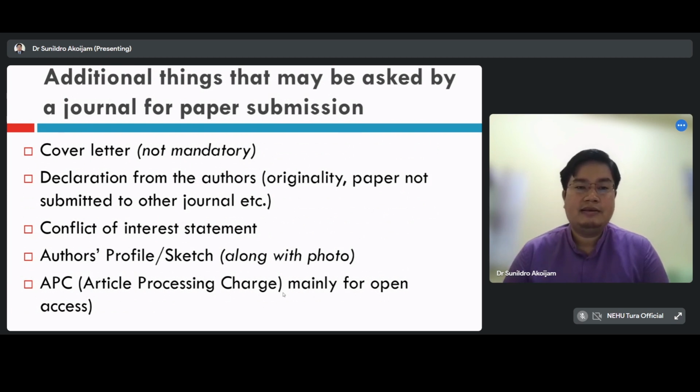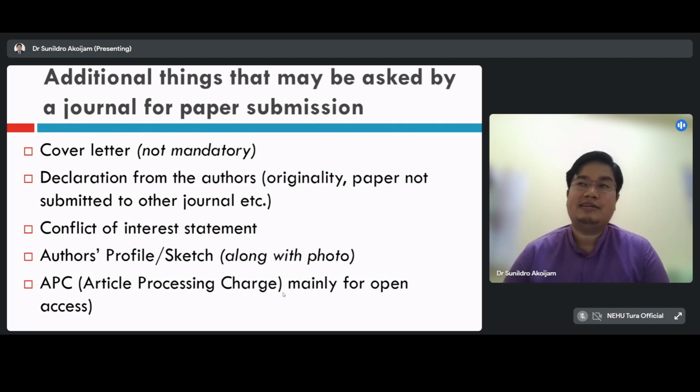it always gives a positive impression in the minds of the editor. Okay, next is the declaration from the authors in terms of originality, paper not submitted to other journals. So some journals ask that you should declare that your paper or your research is original and you have not submitted to any other journal. This kind of declaration requirement may be there in different journals. So if that is there, then you have to enclose this also in your paper.